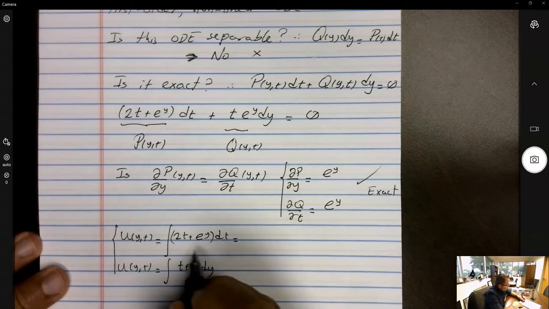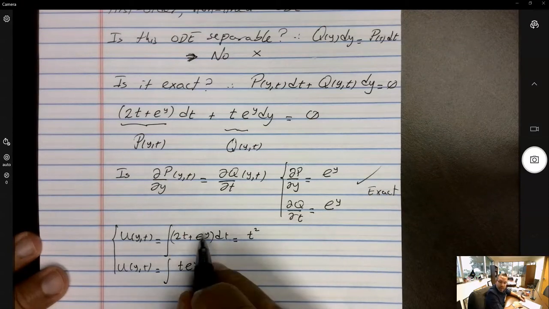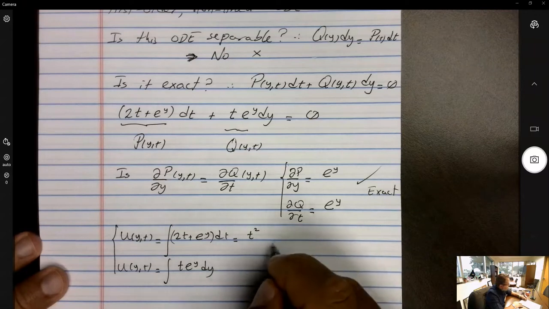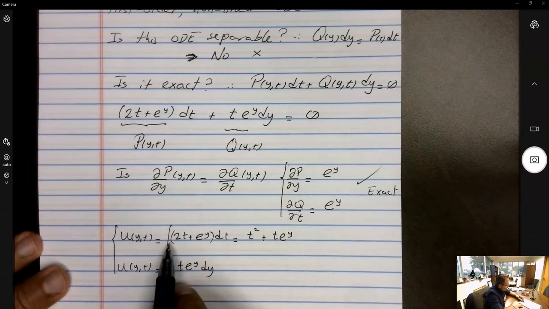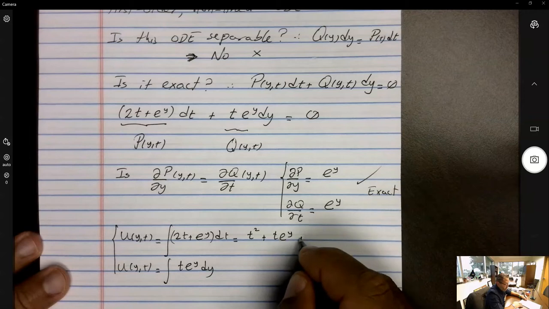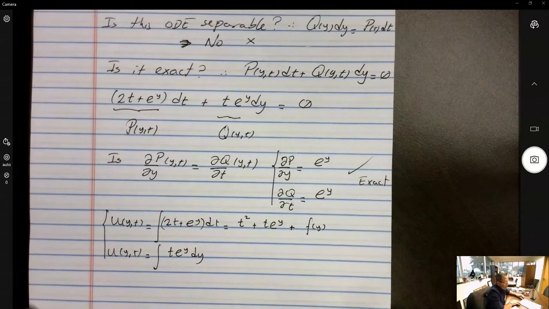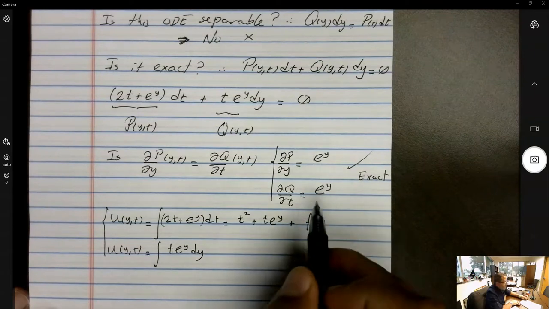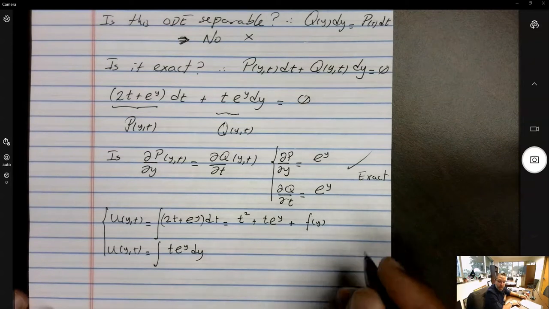So the integral of 2t with respect to t is t squared. The integral of e^y with respect to t is t e^y. Remember, e^y is a constant in the integration with respect to t. And because this is an integration with respect to t, this will yield a function of y. That's a constant of integration. Any function of y, when integrating with respect to t, will represent a constant of integration.